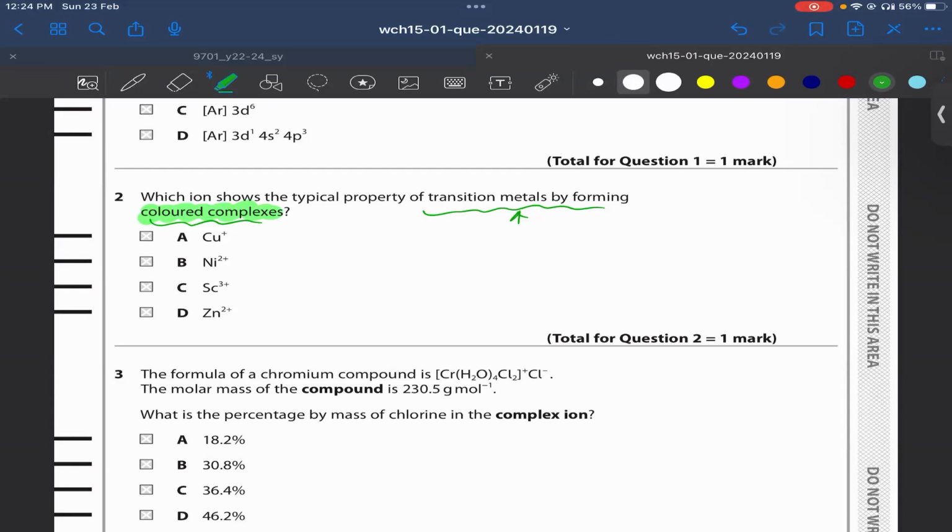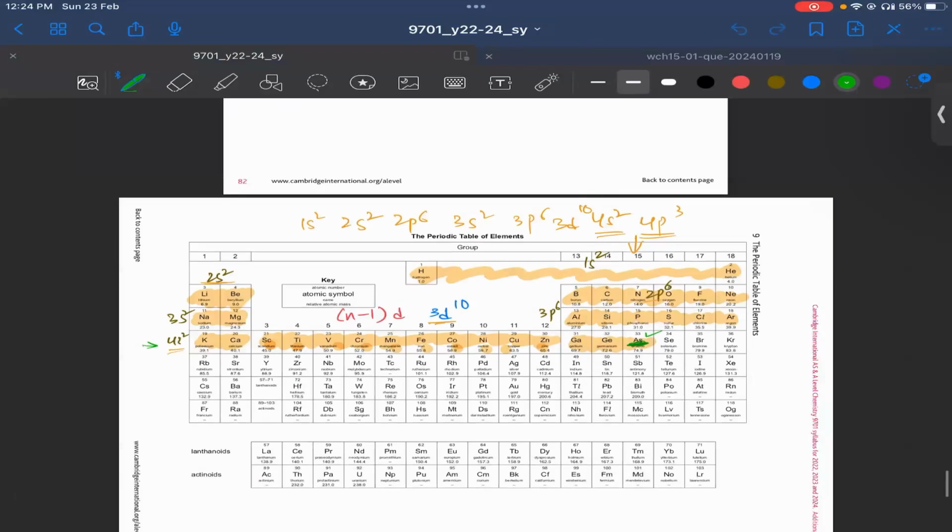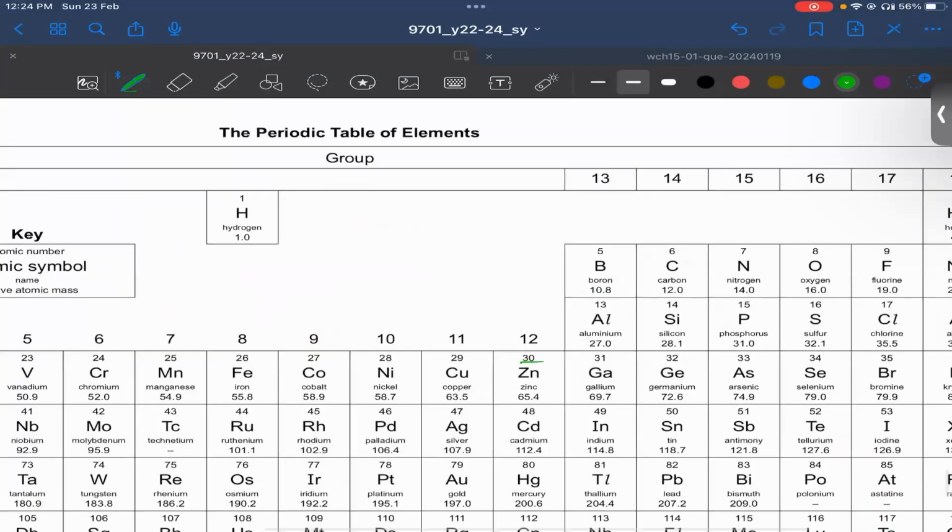Zinc, like we have discussed, zinc is not a transition element because its d subshell, when it is in Zn2+ form, would be fully filled. Zinc has 30 electrons. So the atomic number of zinc is 30. So the electron configuration of zinc is 1s2, 2s2, 2p6, then 3s2, 3p6, and after 3p6, it will be 4s2 and 3d10.